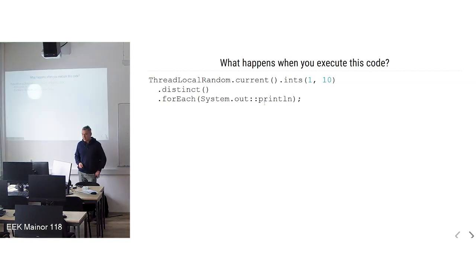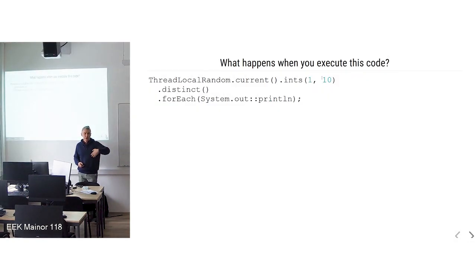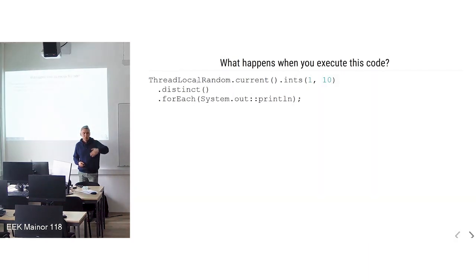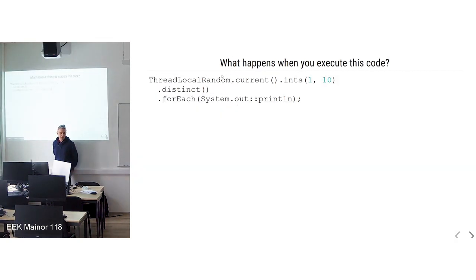Because here thread local random will continue to produce random numbers from 1 to 10. But since all the numbers are already printed here, distinct just won't pass it to the next stage. So your program will hang in an infinite loop after printing numbers from 1 to 10 in random order. So you can just try it. So yeah, distinct can be used with caution with infinite streams. You can hang your program here.